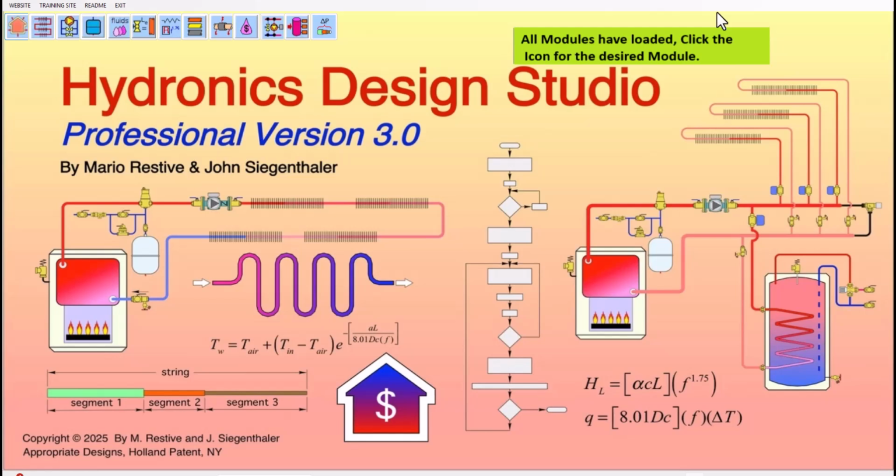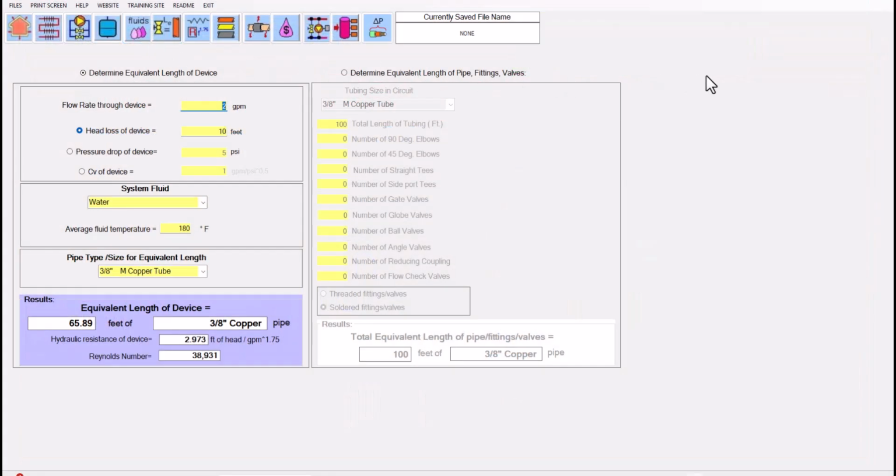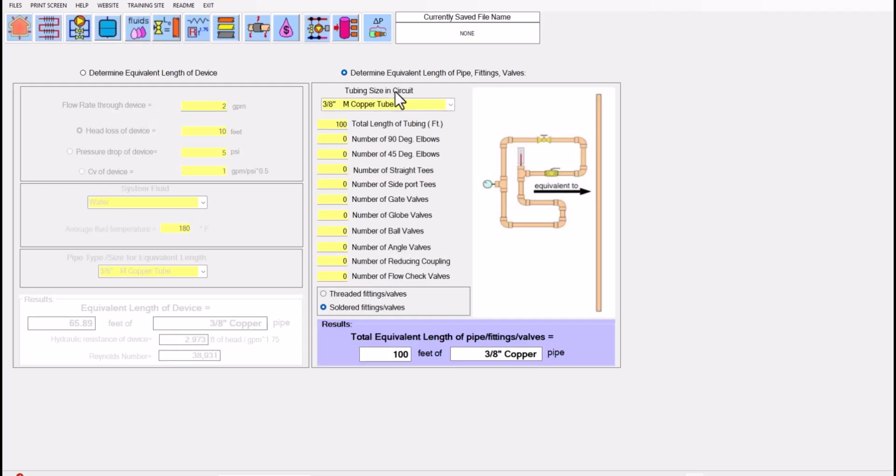to use. So to bring up the module for finding the equivalent lengths, bring up your start screen in the Hydronics Design Studio 3.0 and you pick equivalent length calculator. Once in the equivalent length calculator, you can see this left side is highlighted. We can switch to the other one, which will determine the equivalent length for piping, fittings, and valves.